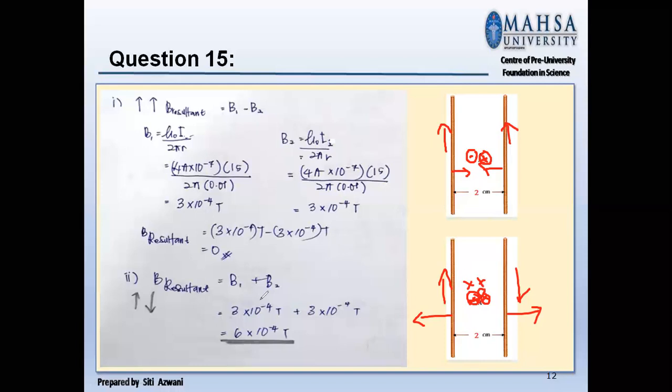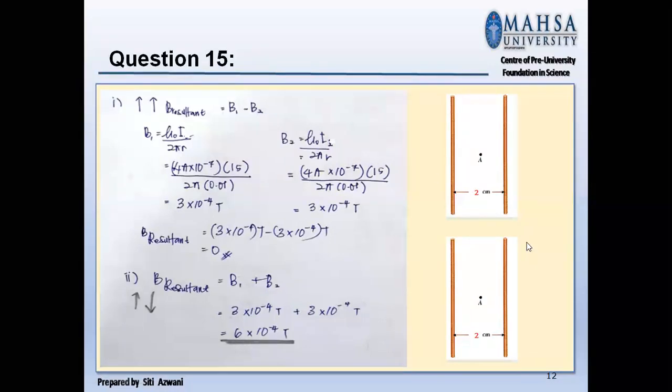So for the same direction you need to plus. In opposite direction you need to minus, to calculate the resultant of your magnetic field B. Is it okay? Let's look at the next question.